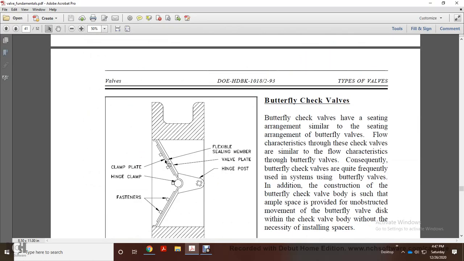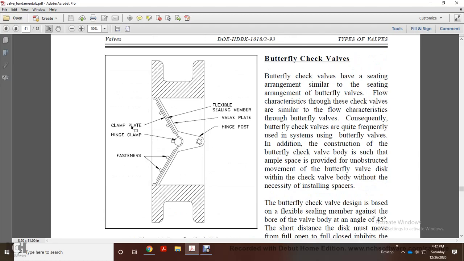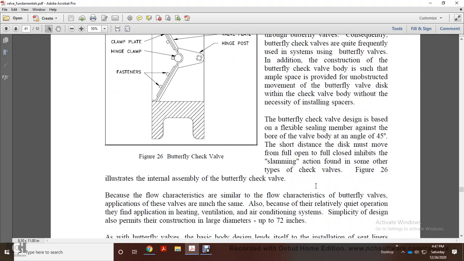Alright, this shows your butterfly check valve in figure 26: clamp plate, hinge clip, fasteners, flexible sealing member, valve plate, hinge post. Your butterfly check valves have a seating arrangement similar to that of the butterfly valve. The flow characteristics of these check valves are similar to the flow characteristics through butterfly valves. Butterfly check valves are quite frequently used in systems using butterfly valves. The construction of the butterfly check valve provides ample space for unobstructed movement of the valve disc within the check valve body without the necessity of installing spacers.